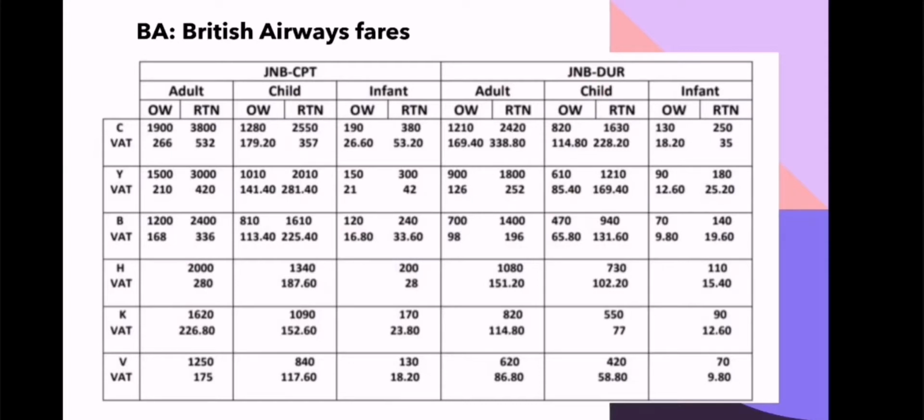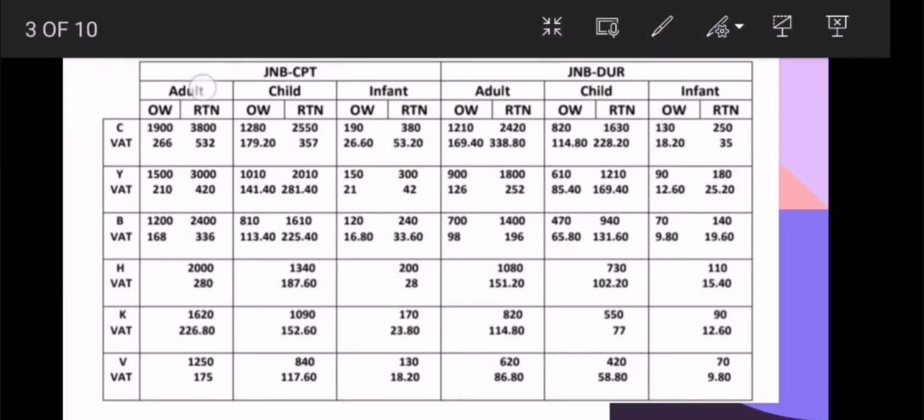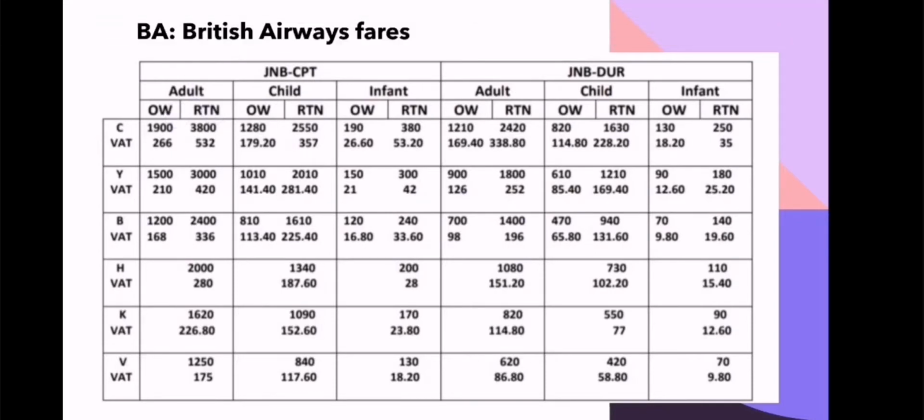But this one for British Airways, it's already done for you. Even the VAT is already calculated for you. But we are not going to focus on this VAT because we are going to charge VAT at the full fare after we've charged for all the sectors. Even under the adult, child, and infant, it is further categorized into one-way flight and return. So you will see it is Johannesburg to Cape Town, adult, one-way, or return.